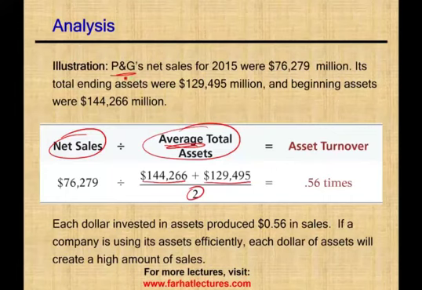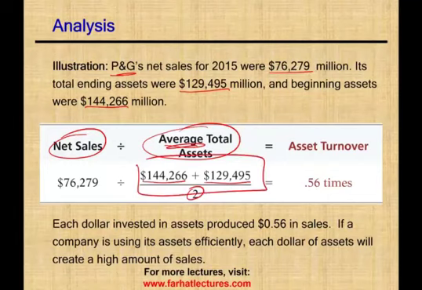Let's take a look at P&G. Net sales for 2015 were 76.2 million, and its total ending assets was 129, and the beginning asset was 144. Therefore, first we compute the average, and we'll take net sales divided by the average, and we'll get to 0.56 times. What does that mean?